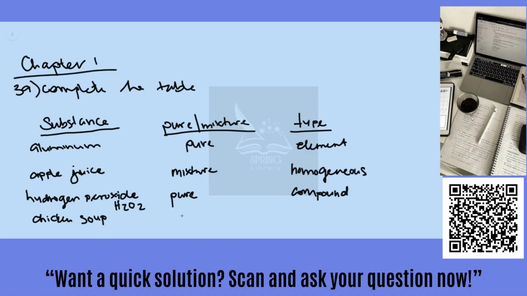Finally, chicken soup. Again, you know that there are different parts to chicken soup. There are the noodles, there are the pieces of chicken. Sometimes you have carrots or peas or things like that. So that's a mixture. And because you can see the different components of chicken soup, because there are different sort of layers to it, that makes that a heterogeneous mixture.